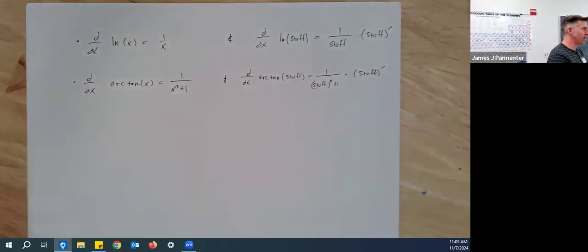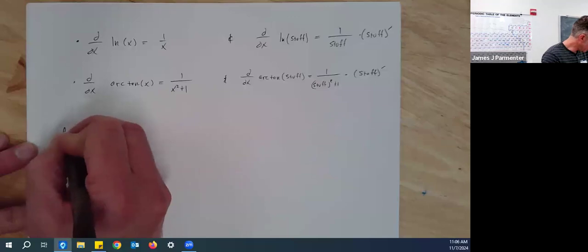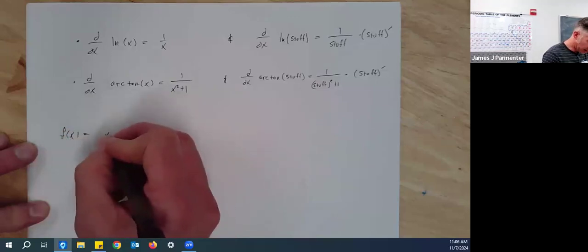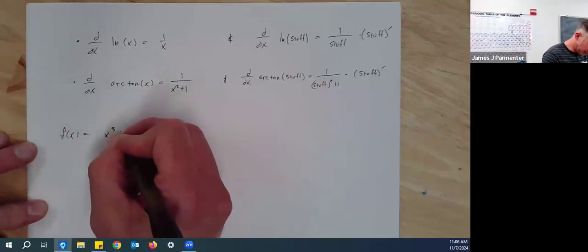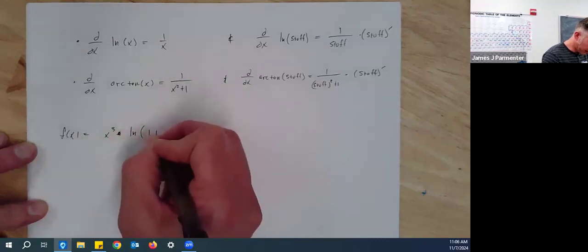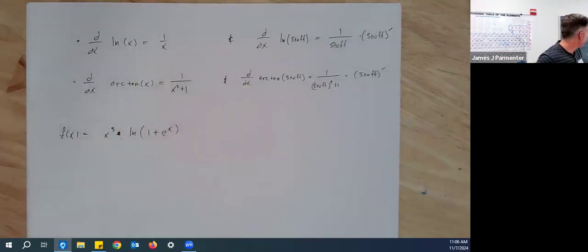So 2 more rules to add to our long list of derivative rules. And that's kind of the last of them. I think there are no other derivative rules we learned. I think we've learned how to differentiate every kind of function we're going to be able to differentiate. So now what? Well, now we can ask more interesting derivative questions, like, for example, if f of x is equal to x cubed times the natural log of 1 plus e to the x, let's find the derivative of that.